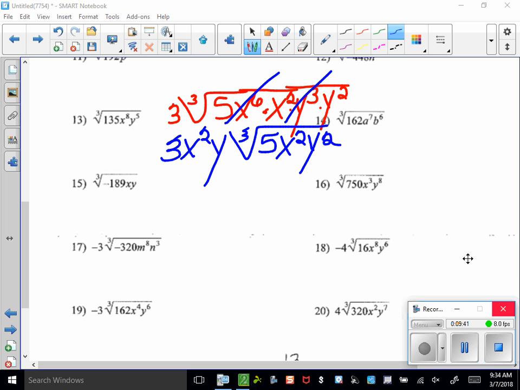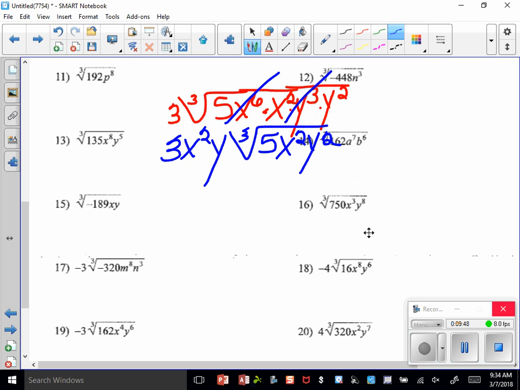Let's look at 18. Go ahead and find out what the cube root of 16 will be on your calculator. I'll wait for an answer. All right, 2, 2. So I'm just going to put that up here. And then I see there's a -4 on the outside. So now that's going to become what? -8. Very good.